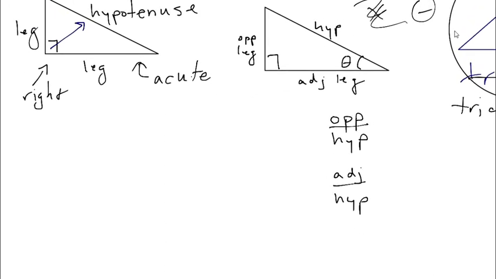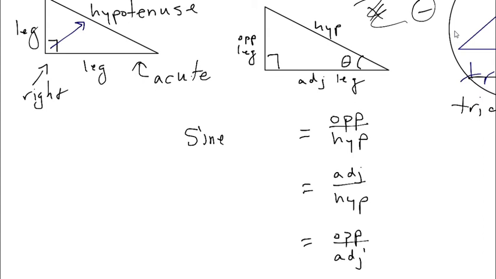And finally, the last ratio we're going to study is the opposite leg over the adjacent leg. So these three ratios have a special name each. I'm going to call the first one the sine of theta.